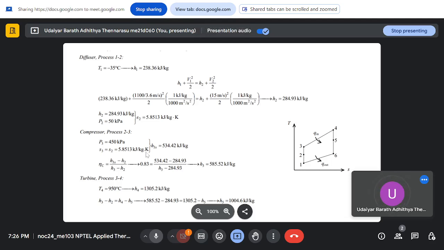I know that whatever work is generated in the turbine is getting utilized in compressing the fluid in the compressor. So the change in enthalpy across the turbine is equal to the change in enthalpy across the compressor. So H3 minus H2 equals H4 minus H5.